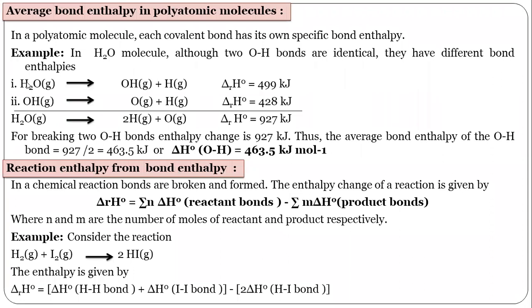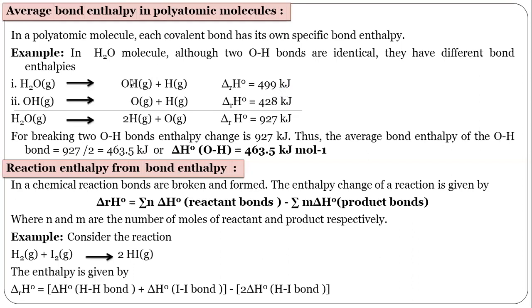First one, what is happening? H2O gas. One bond is broken here, giving OH plus H, and see the bond enthalpy. It is 499 kilojoule. Means the first OH and H bond is broken here. This H2O contains two hydrogens, with oxygen at the center, and it is a V-shaped molecule. So first, the OH and H bond is broken and this much energy change is given, 499 kilojoule.